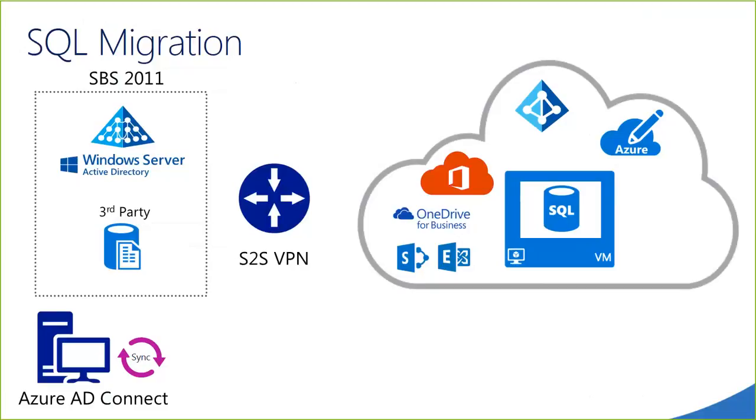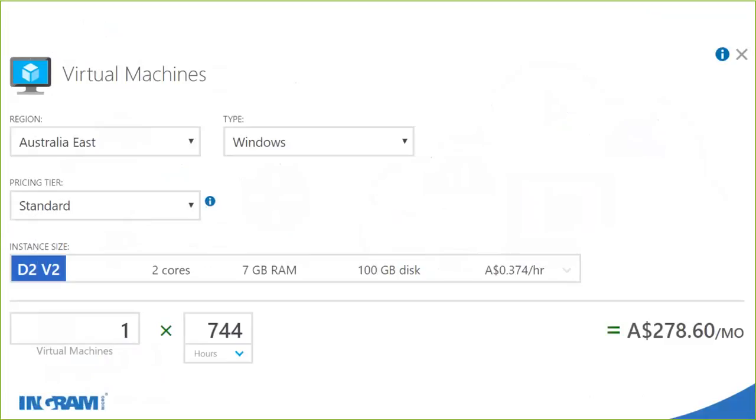So we could take the SQL and we could create a dedicated VM in the cloud. Remember, site-to-site VPN means that local clients could still see it, and then we can give it its own set of resources. So what I'm going to do here is I'm just going to pick the example of a virtual machine that is running Windows out of the Australian East. Again, I'm picking a D2 VM, so 2 cores, 7 gig of RAM, 100 gig standard. And if we run it for a full month, 24/7, it's going to cost us $278.